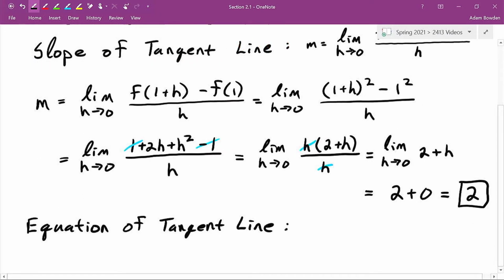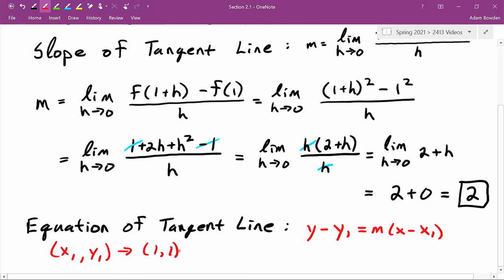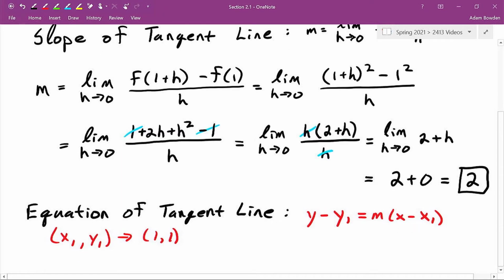To determine the equation of the tangent line, I'm going to use the point-slope form: y minus y1 equals m times (x minus x1). Our (x1, y1) coordinate will be the (1, 1) coordinate we had up above. m is the slope of the tangent line that we have as 2. So this will turn into y minus 1 equals 2 times (x minus 1).